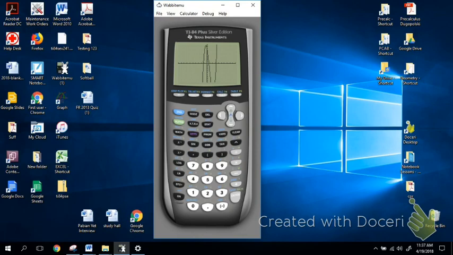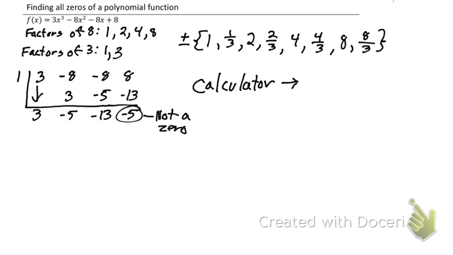It's somewhere between 0 and 1. So I'm going to go to my list, and I'm going to look for values that are between 0 and 1. Well, that's 1/3 and 2/3. Does that point look closer to 1/3 or 2/3? 2/3. It looks closer to 2/3.